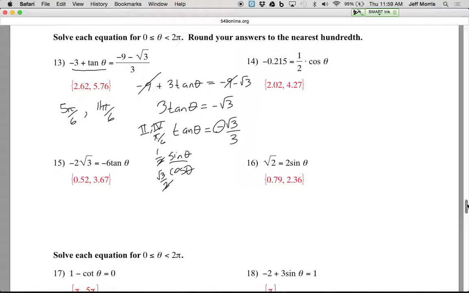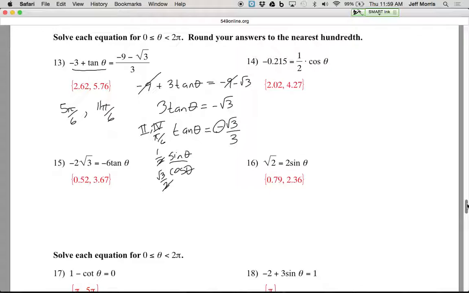Take your calculator out right now and type in 5 pi over 6. So we do need a calculator, just to prove that we did it right. We do not need a calculator to do this problem. What is 5 pi over 6? 2.62. What is 11 pi over 6? Yes. Okay. Wow. So this one you can do without a calculator.